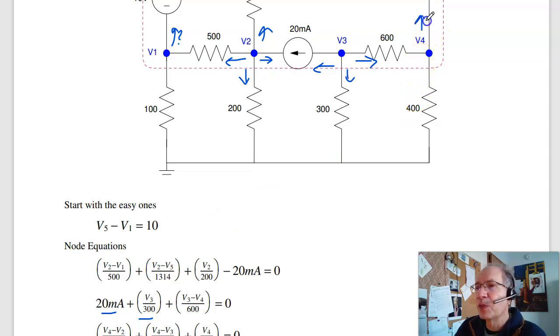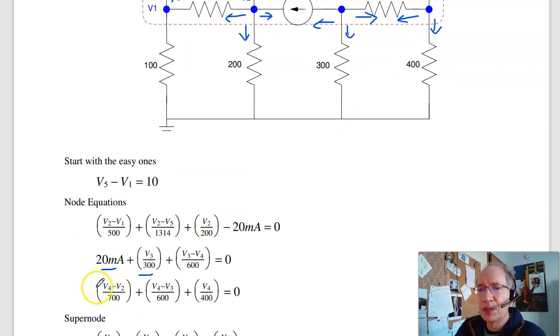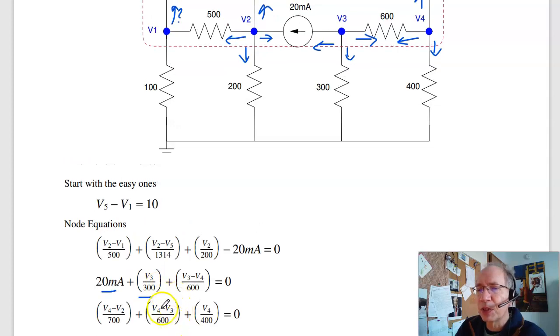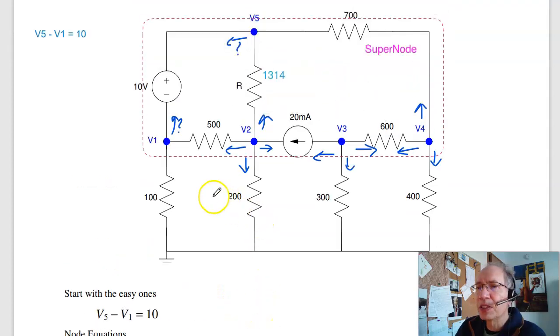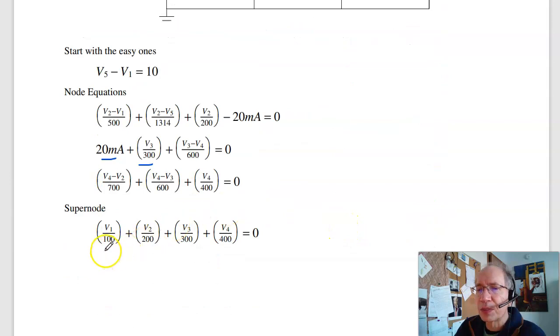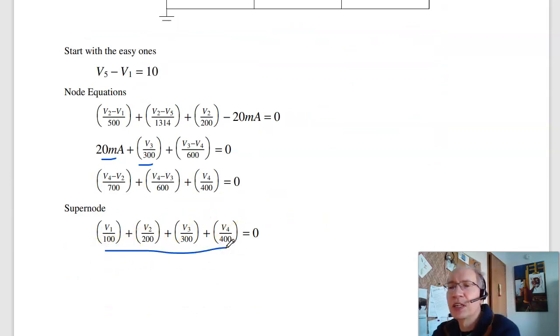And at node 4, the current up, current left, current down equals 0. Current up is V4 minus V2 over 700. Current left is V4 minus V3 over 600. Current down is V4 over 400. Now I need one more equation. That's a supernode. One option is this pink line. Draw a supernode. Current out of that supernode's got to be 0. So the current out is V1 over 100 plus V2 over 200 plus V3 over 300 plus V4 over 400. So there's your fifth equation. 5 equations, 5 unknowns.